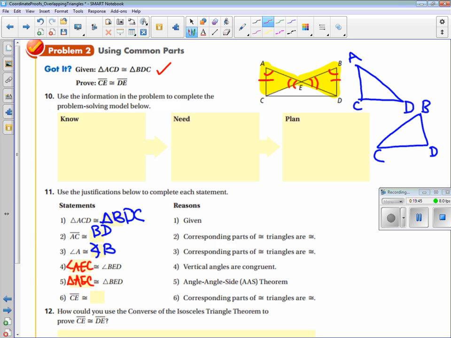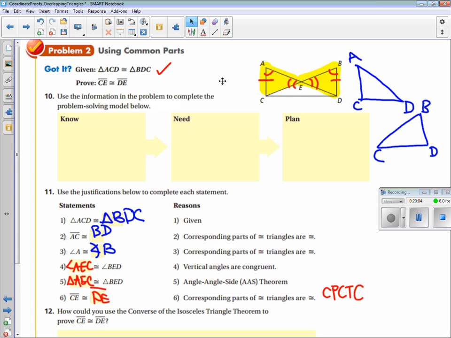All right. Now, what I'm asked to prove is CE and DE. Do they correspond? Do CE and DE correspond? So isn't CPCTC the reason there?